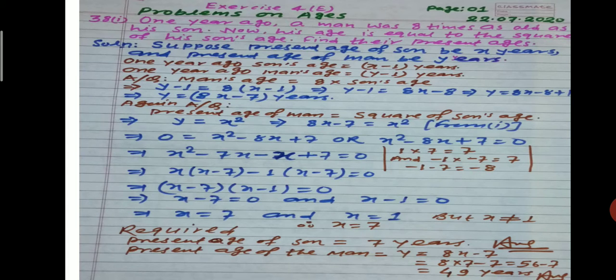Now let us see question number 38. Problems based on ages. The question is, 1 year ago a man was 8 times as old as his son.